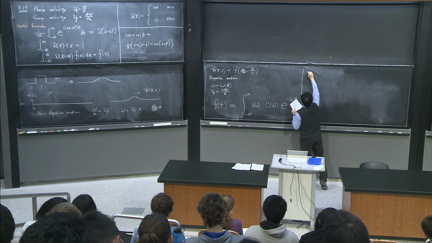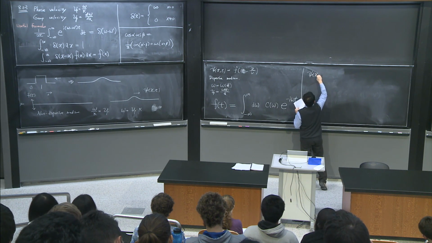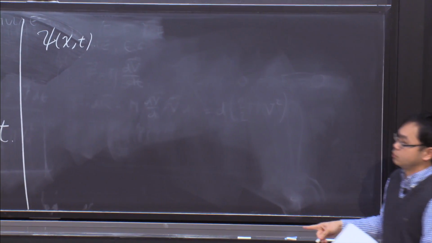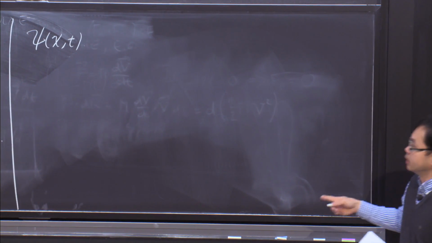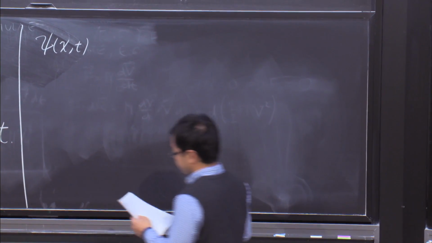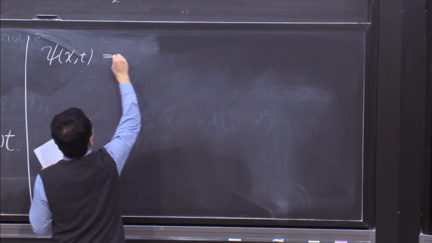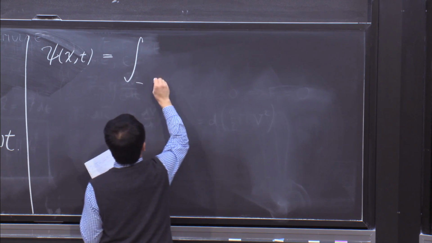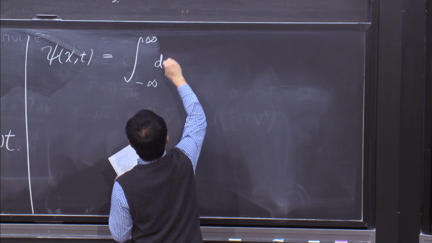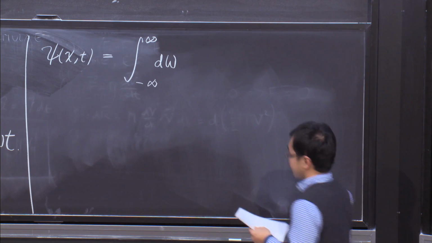So now I would like to know what would be psi of x and t, which is the position of the string as a function of x and at some specific time t. That can be written as an integration from minus infinity to infinity over frequency omega.